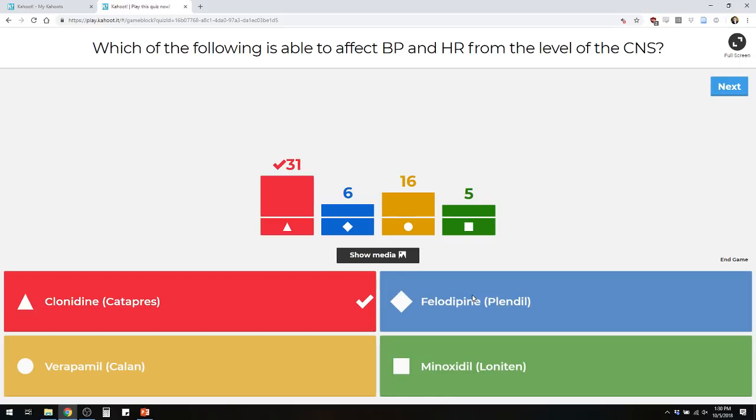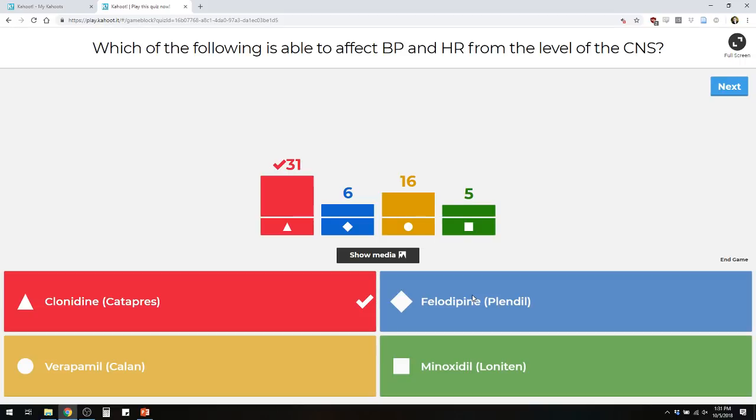Clonidine, however, is working where? In the CNS. I'm sorry. Yeah, so it's working the alpha-2 receptors. Remember, by activating the alpha-2, you're decreasing that sympathetic outflow. So again, this is working from the CNS down to decrease both blood pressure and heart rate because you're releasing less norepinephrine, right? Now, which one of these could also decrease heart rate and blood pressure?